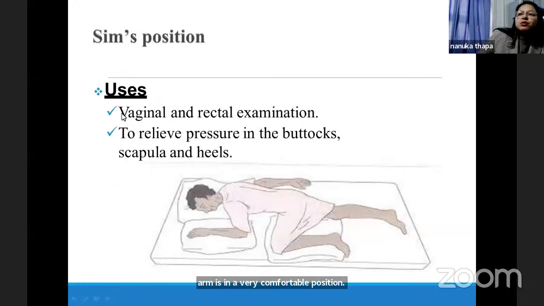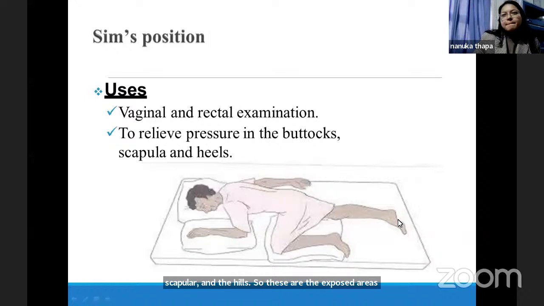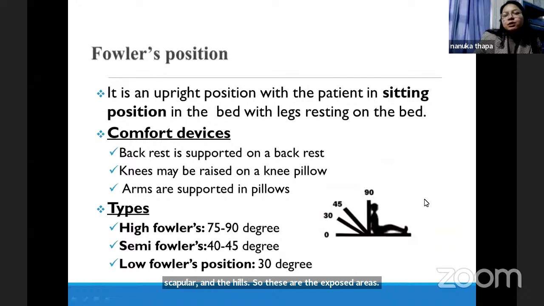So the uses that we can use for vaginal and rectal examination to relieve pressures in the buttocks, scapula, and the heels. So these are the exposed areas. So there's no pressure source in these areas. Next is the Fowler's position.